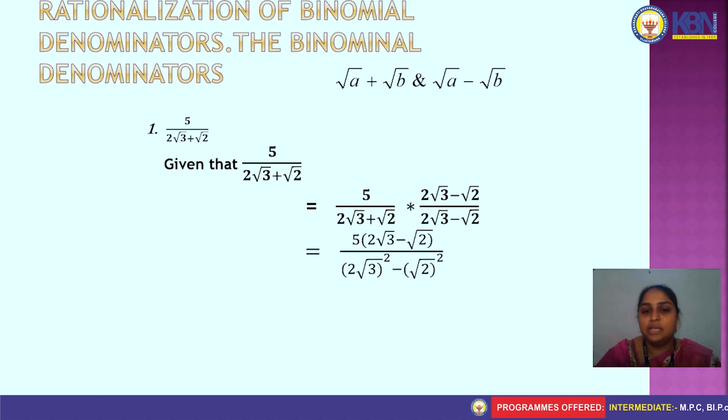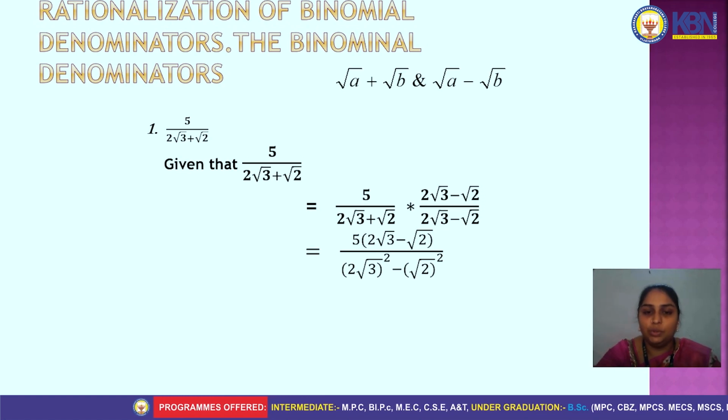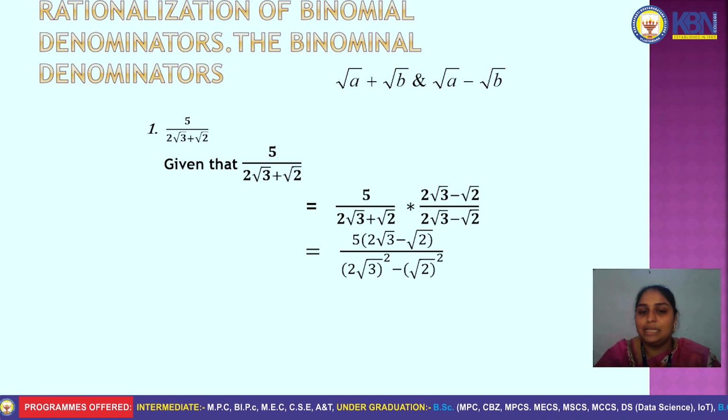For that purpose, we multiply and divide the given problem with 2 root 3 minus root 2. Then we get 5 into 2 root 3 minus root 2 in the numerator. In the denominator, we observe a special product, that is (a plus b) into (a minus b). The formula is a square minus b square. Here we used the special product. In place of a we have 2 root 3, and in place of b we have root 2.